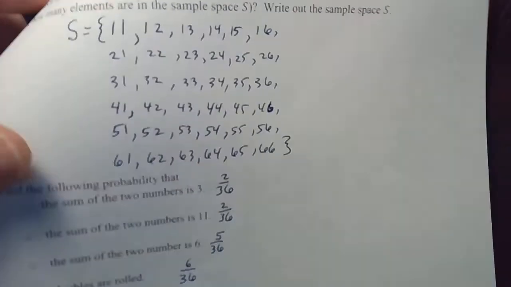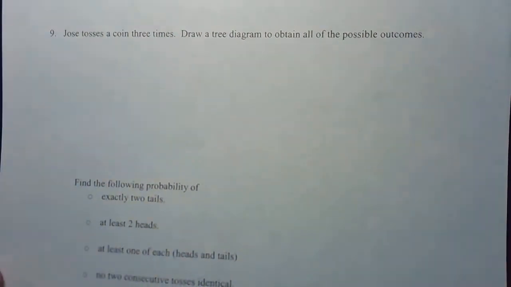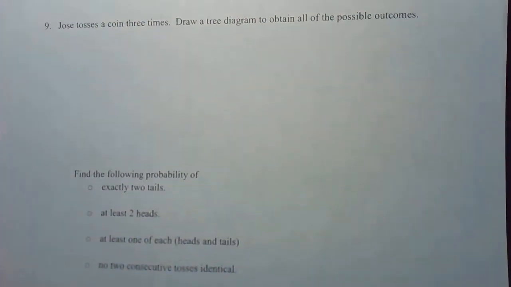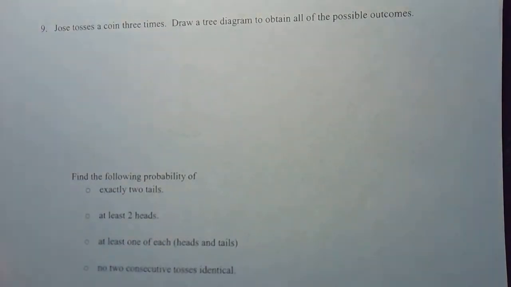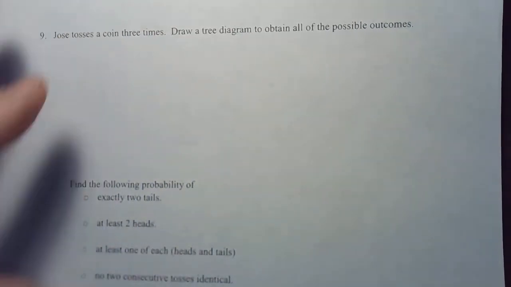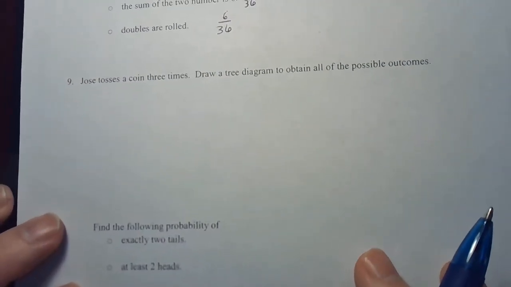All right, number 9. Joe tosses a coin 3 times. Draw a tree diagram to obtain all of the possible outcomes. I don't generally ask you to do the tree diagrams on an exam, but they can be very helpful anyways. Let me make the drawing here.